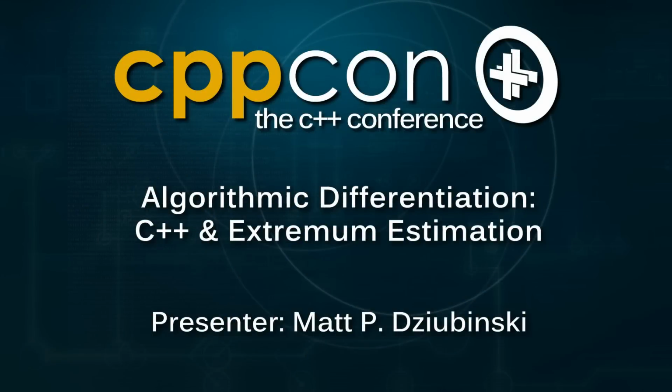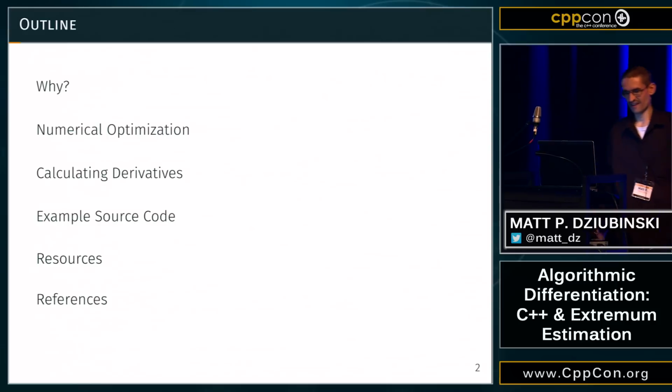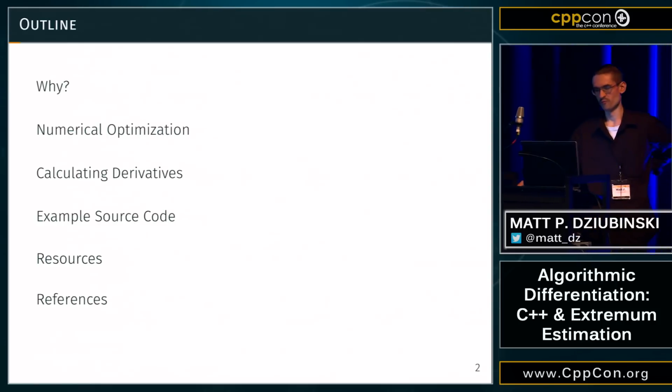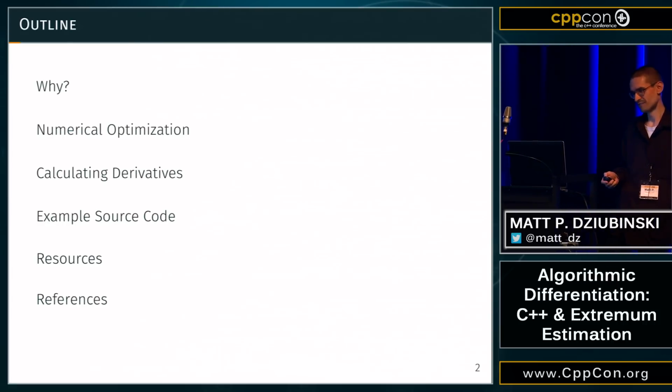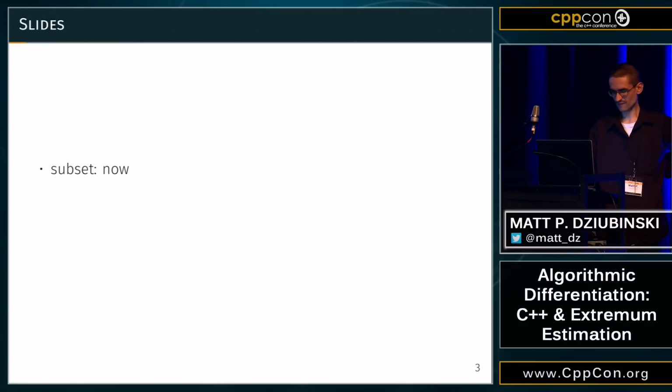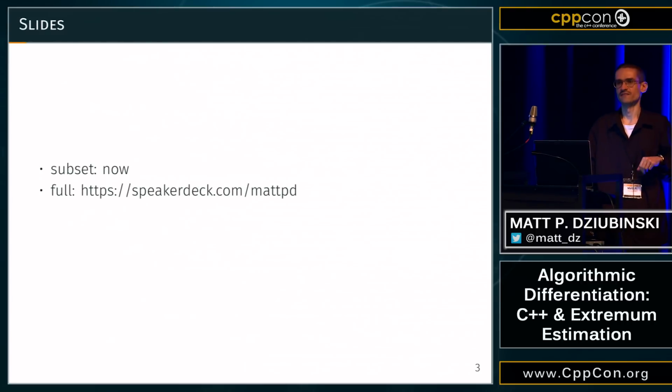So I'm going to talk about algorithmic differentiation, C++, and extremum estimation. And I guess I should start with the why. So what is it? What do we need it for? And when do we need it? So the slides, there's a few of them. I'm just going to cover the subset, but the full deck is going to be available online.